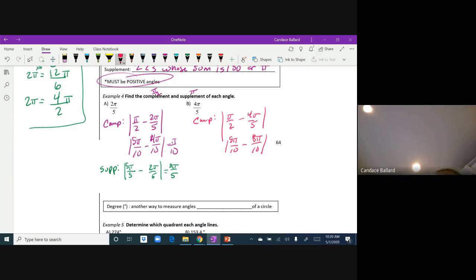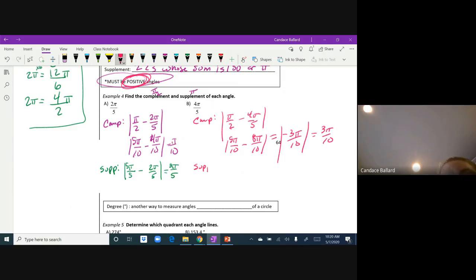And do you notice how this time it's going to be a negative number, but we said we always had to be positive? That's why we're using the absolute values. Ignore the little 64 that's there. That's the page number, apparently, that I had it on, because I grabbed last year's second semester notebook. The absolute value of negative 3 pi over 10 would be 3 pi over 10, which would be our complement.